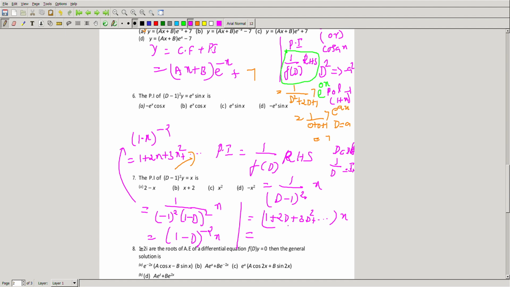Actually, D is in the numerator, so it is differentiation. See how many times differentiation is possible for this RHS value. Differentiation of x is 1, so the second derivative is not possible. That's what you neglect. So you multiply x with 1: 1 into x plus 2 times the differentiation of x, which is 1. So the answer is 1. So the PI is x plus 2. So the answer is B, x plus 2. This is the concept for doing the entire problem. Thank you.